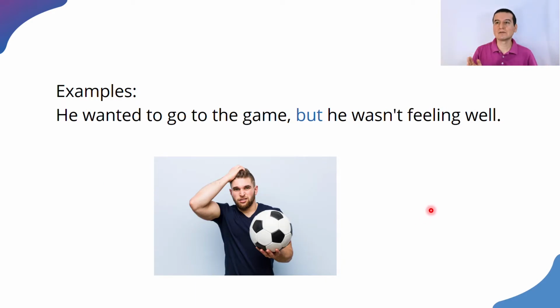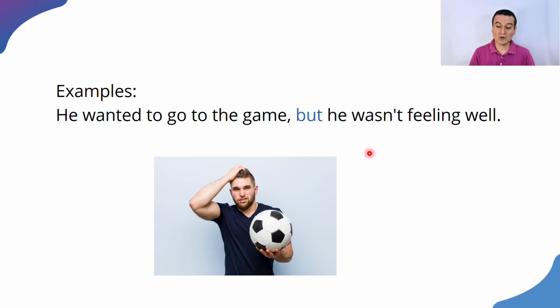But now, what we expected from him, being very willing and eager to go to the game, but he wasn't feeling well. He wasn't feeling well means that, oh, bummer. He wanted to go to the game. He wasn't feeling well, so for that reason, probably he couldn't go to the game. But what we're saying here is that what we expect on one side of the equation is opposite to what we find on the other side of the equation, in this case of the sentence.